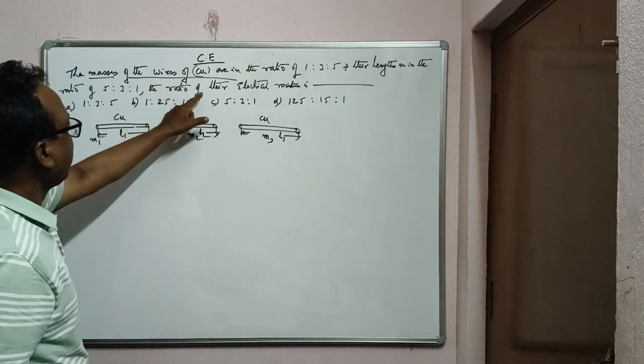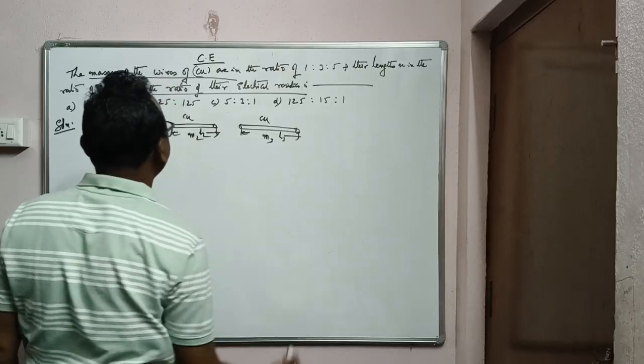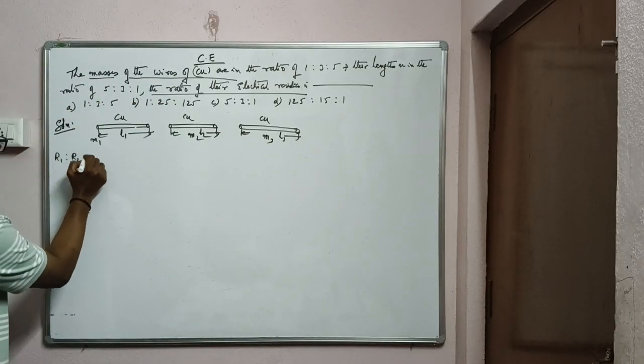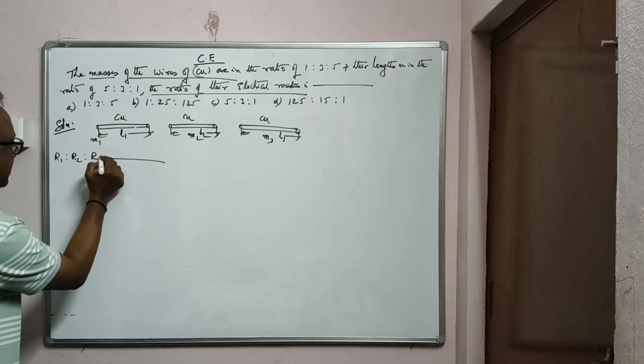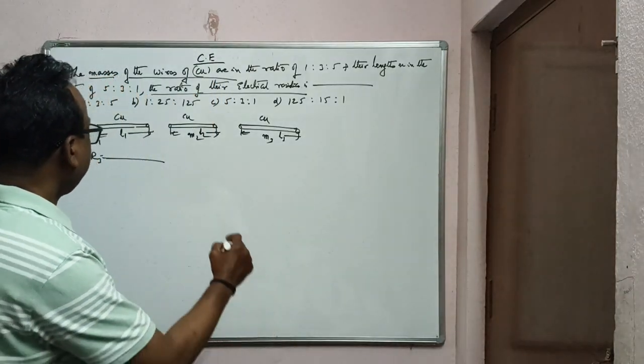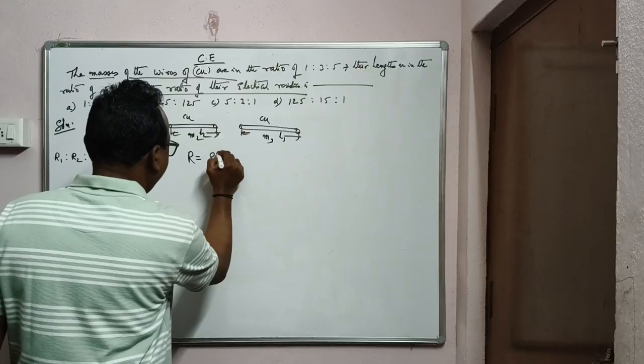Now he is asking the ratio of the electrical resistance. So the ratio of electrical resistance, that is R1:R2:R3 is equal to dash, he is asking. So we already know an equation regarding resistance and resistivity. R is equal to rho L by A.